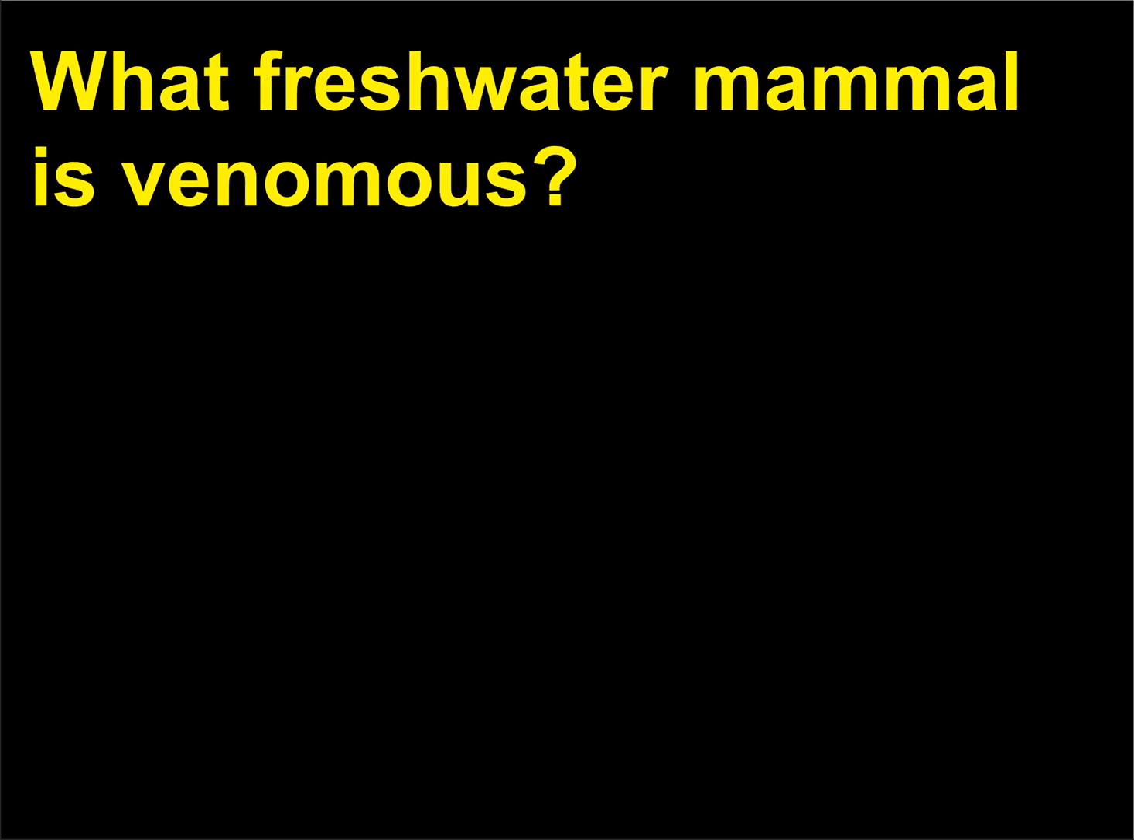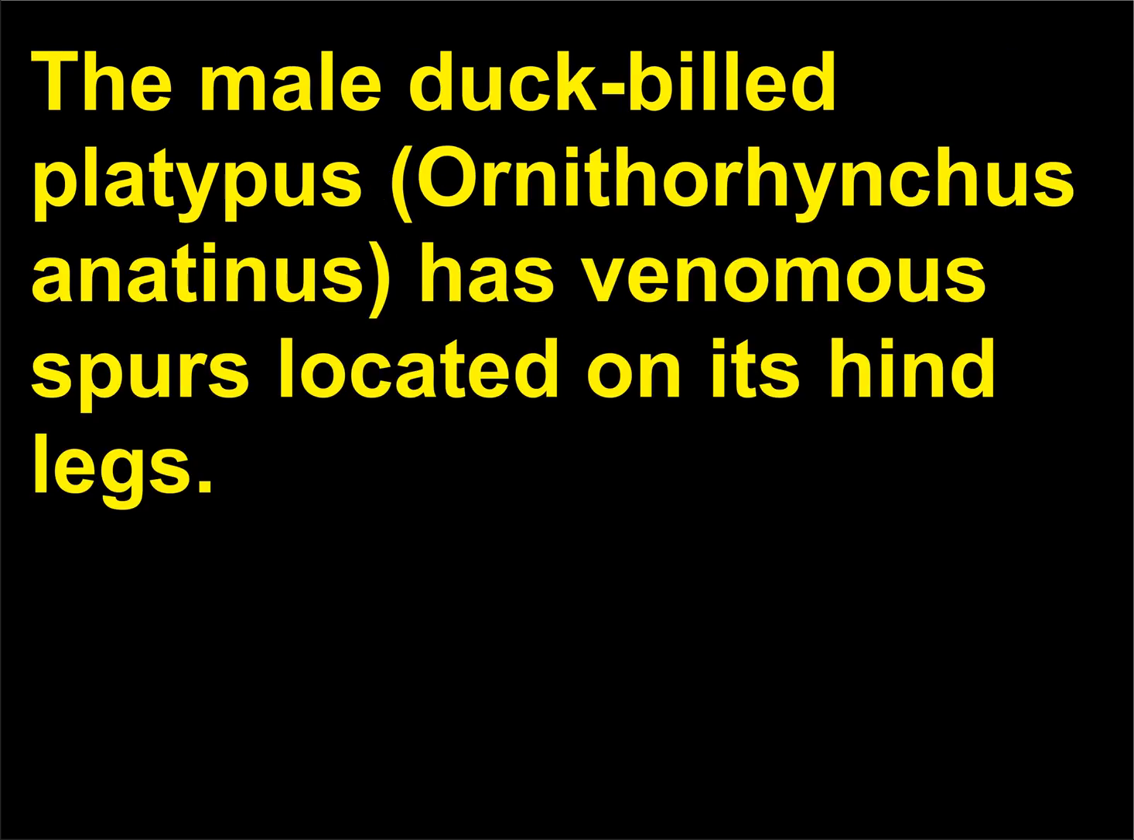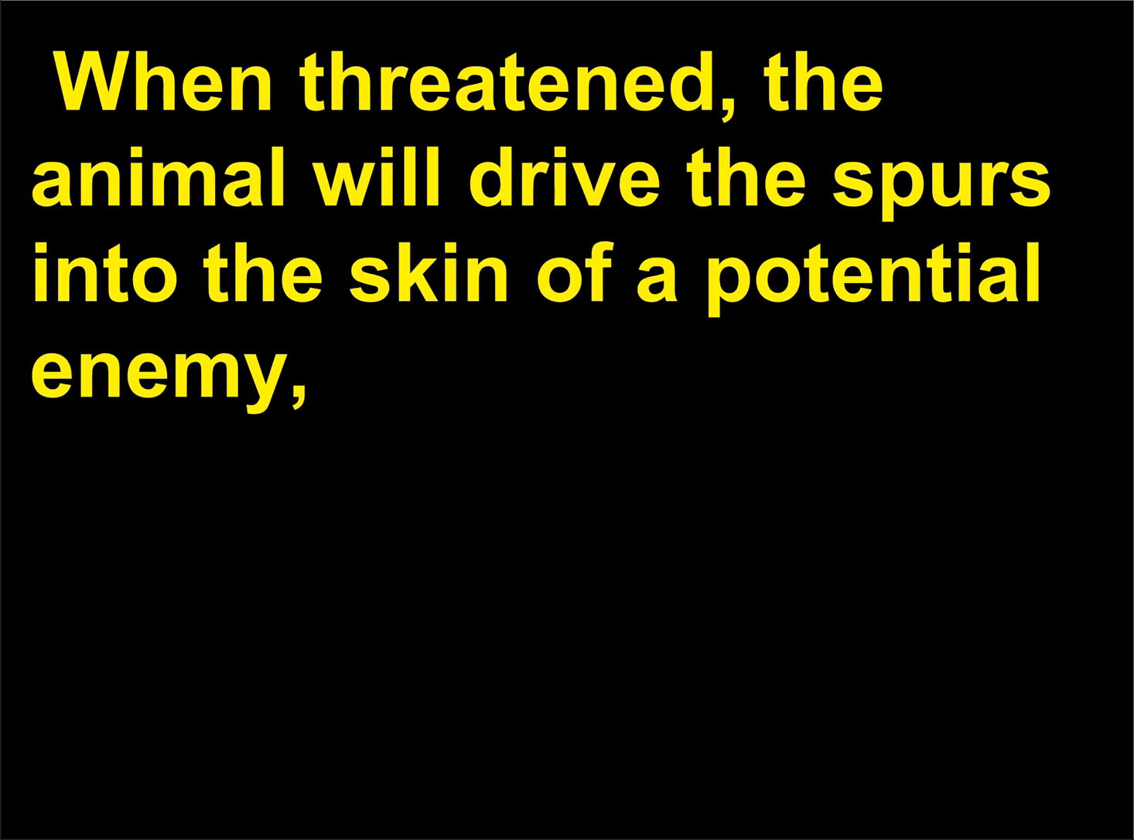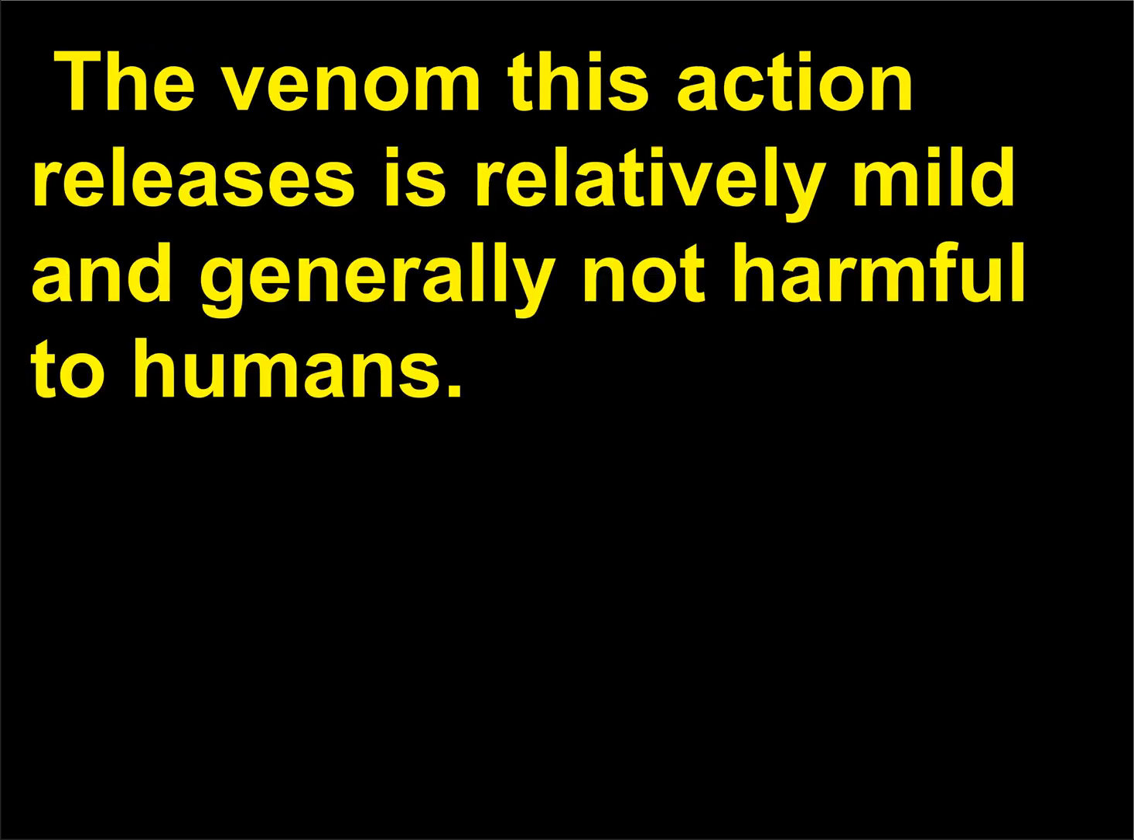What freshwater mammal is venomous? The male duck-billed platypus, Ornithorhynchus anatinus, has venomous spurs located on its hind legs. When threatened, the animal will drive the spurs into the skin of a potential enemy, inflicting a painful sting. The venom this action releases is relatively mild and generally not harmful to humans.